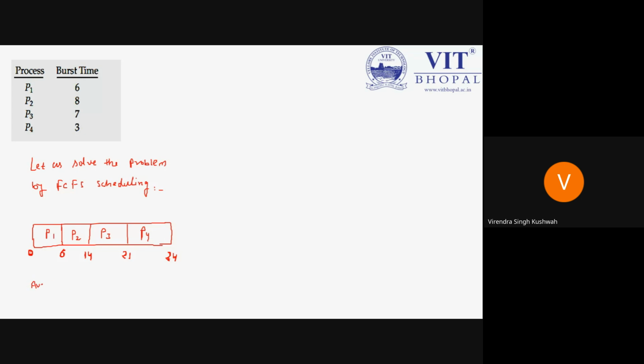So the average waiting time of this process will be 0 plus 6 plus 14 plus 21, divided by 4. So what are we getting? Can anyone tell me what we are getting?